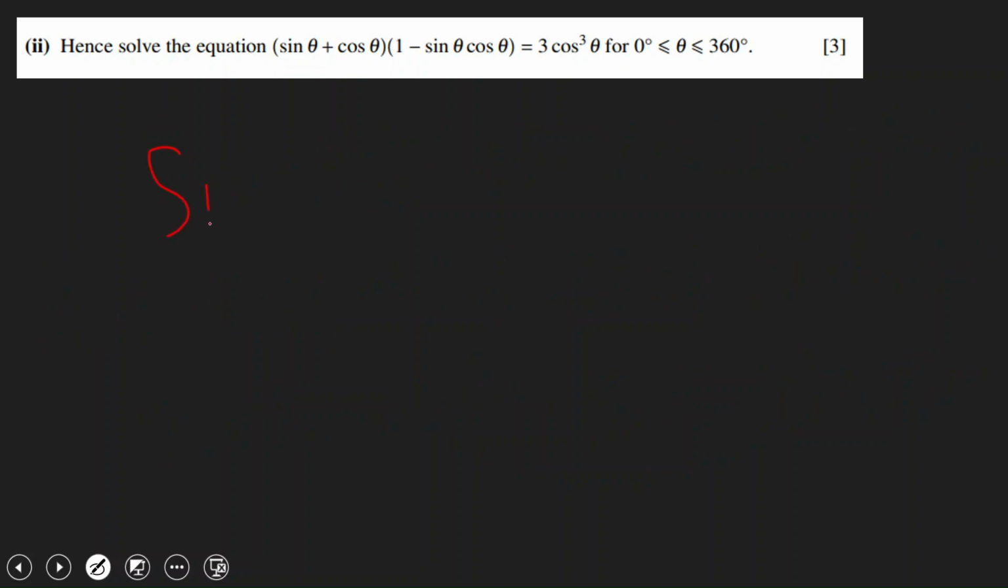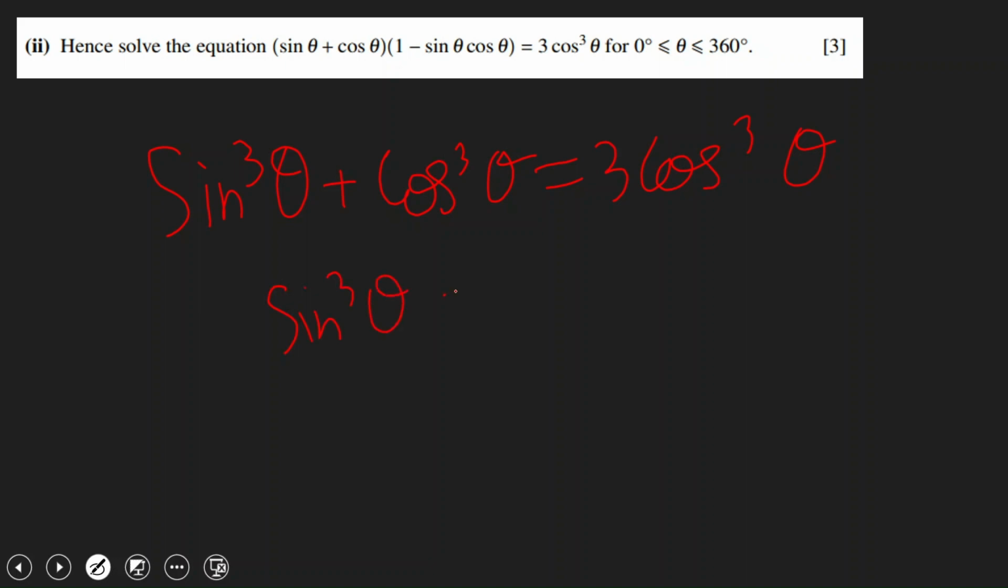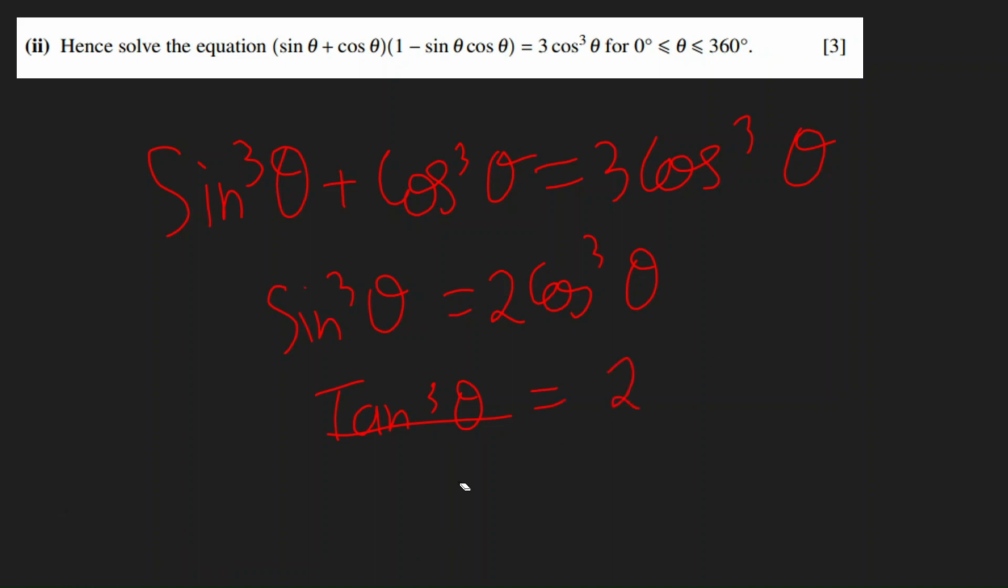So this is going to be what now? Sine cubed theta plus cos cubed theta, simplify it, so we get sine cubed theta is equal to 2 cos cubed theta. Divide, take the cos over there, this will give us tan cubed theta is equal to 2. Right? Then take the cube root and take the inverse. So theta is going to be equal to the tan inverse of the cube root of 2.